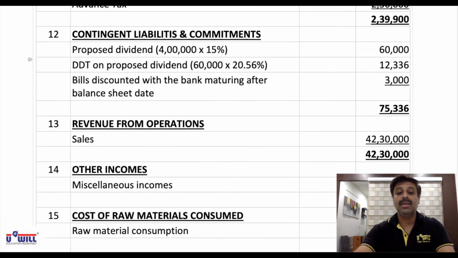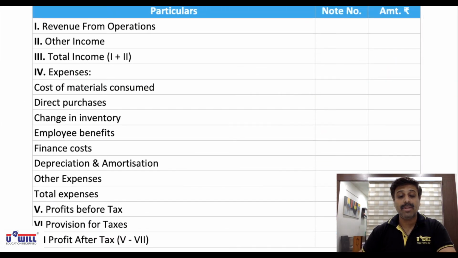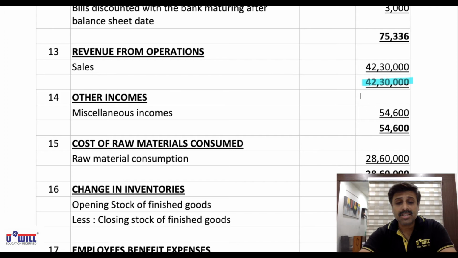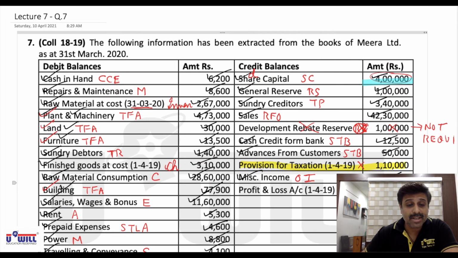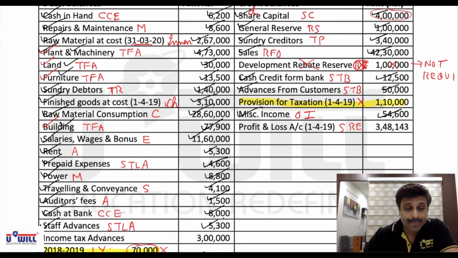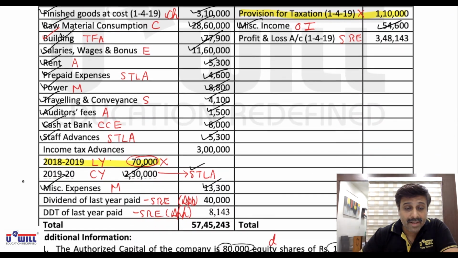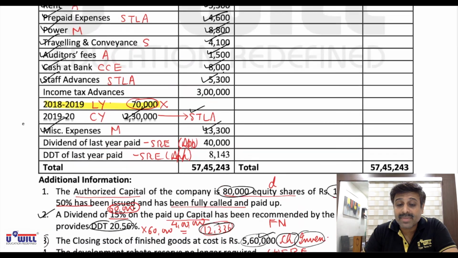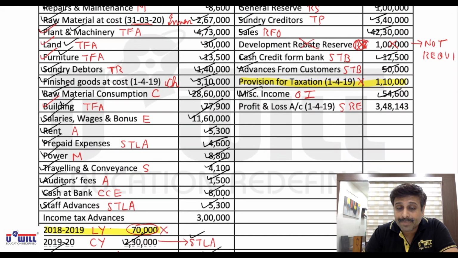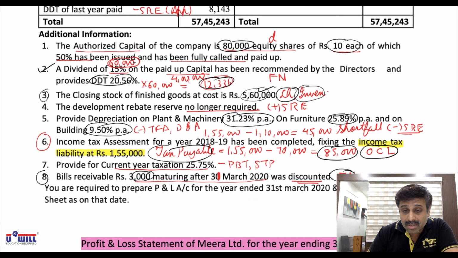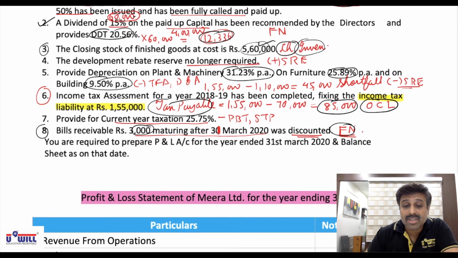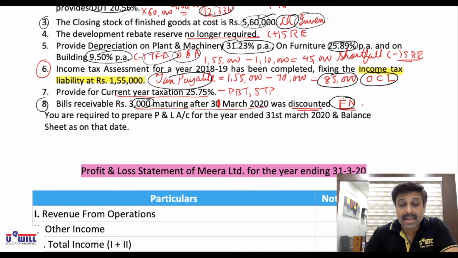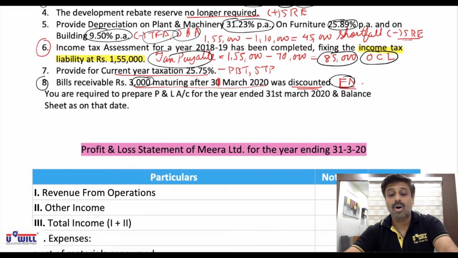First we make the P&L statement. Revenue from operations we get from note number 13, 42,30,000. Just check by chance whether any item is missed out, because then a lot of corrections will have to be done. Building, salaries, rent, prepaid, power, traveling, cash. This income tax adjustment is done. Miscellaneous dividend will come in statement of retained earnings. Sales, development, rebate, reserve, miscellaneous income. This will come in statement. First, second, third, fourth, fifth adjustment, we have recorded these. Sixth, shortfall will come in statement of retained earnings. This other current liabilities recorded. Yes, all items have been recorded.